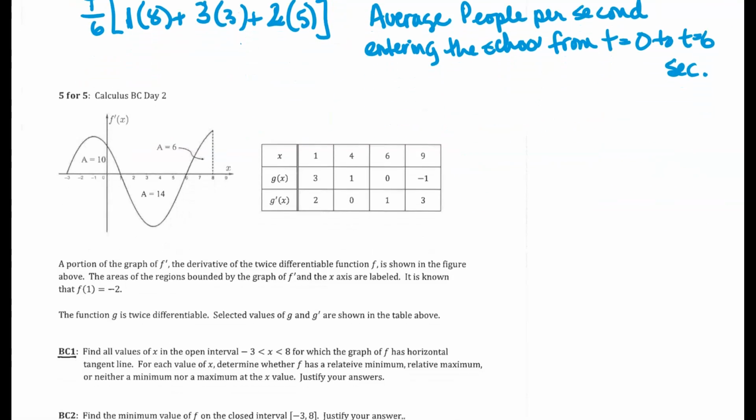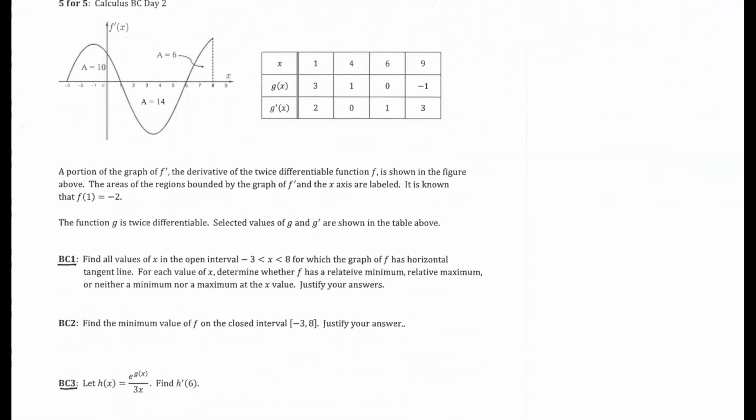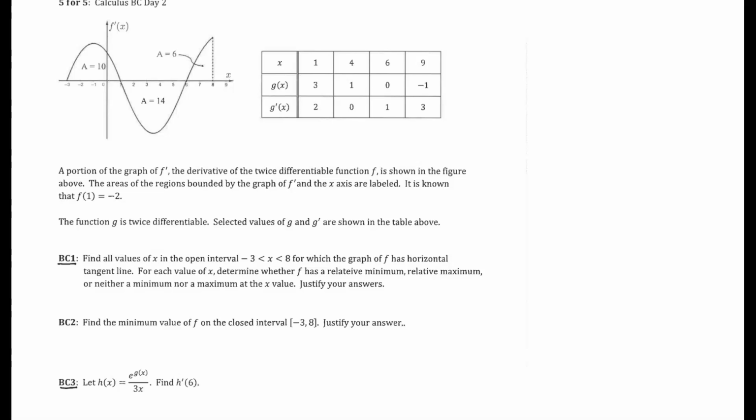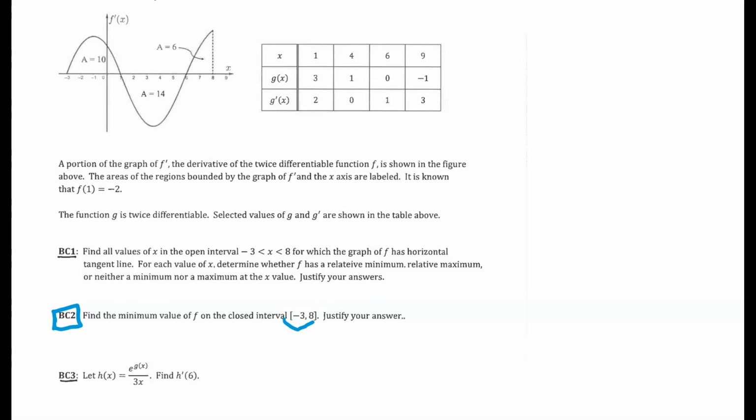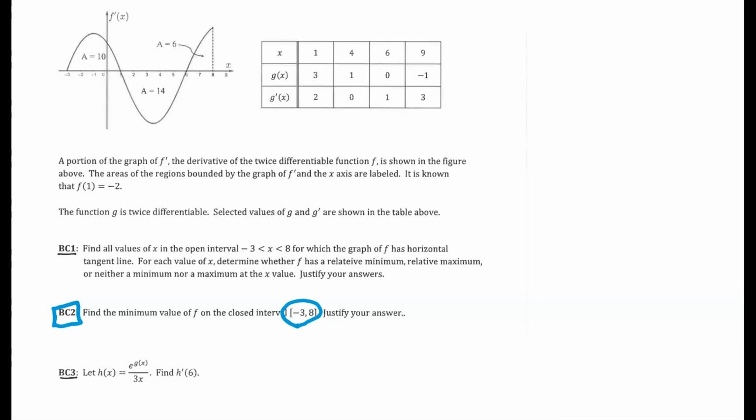All right, next page. I really love this problem. It's cool. We have an integral here that we don't really realize we have. They've given us the graph of f prime, and on BC2, they want to know the minimum value of f over the closed interval. We get minimum values potentially at the endpoints, so we're going to evaluate the endpoints. We're also going to evaluate any critical values that we find over the interval.